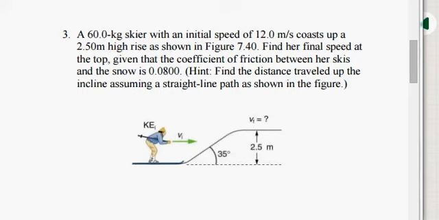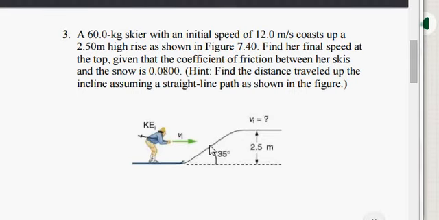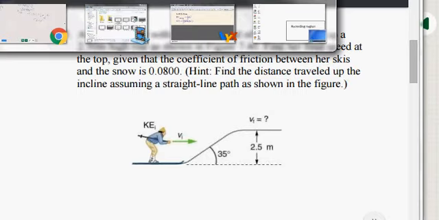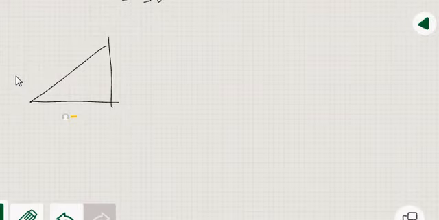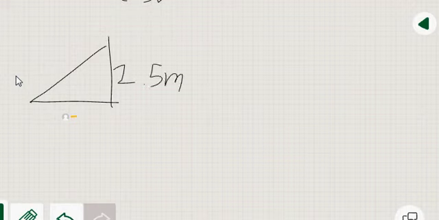Number 3, a skier. So I'm going to start by finding this diagonal distance since the hint recommends it. We're given this height is 2.5 meters and the angle is 35 degrees. So you can find that diagonal distance pretty easily. Just sine, because you have the opposite and you want the hypotenuse. Sine of 35 degrees equals opposite over hypotenuse.